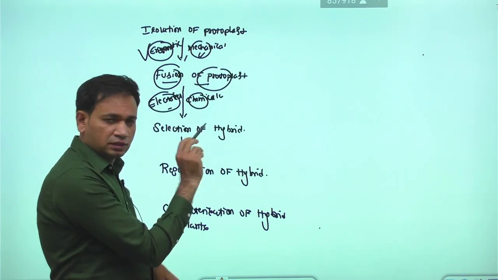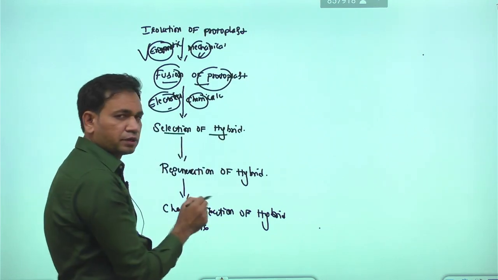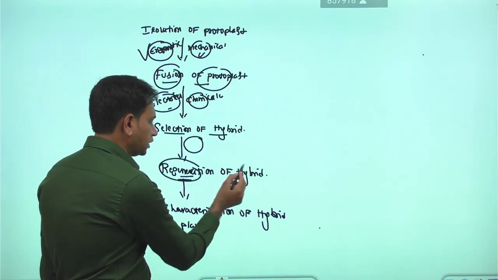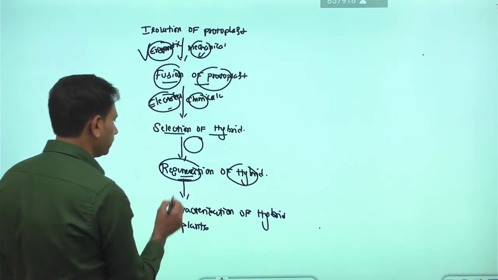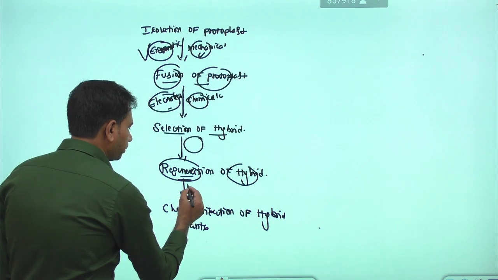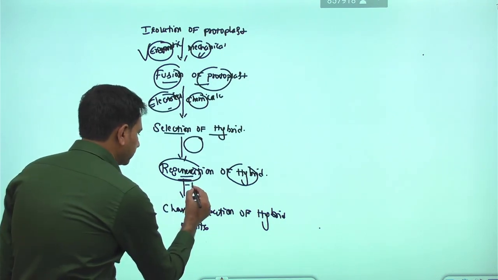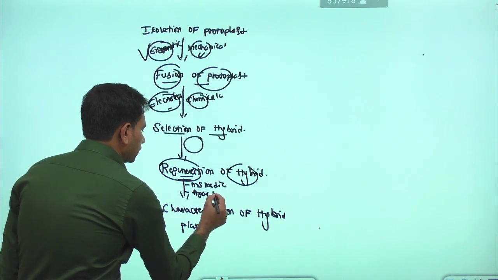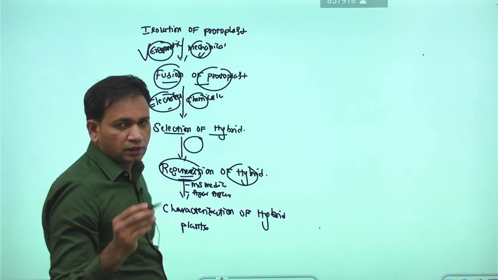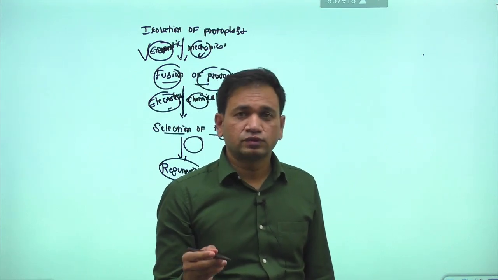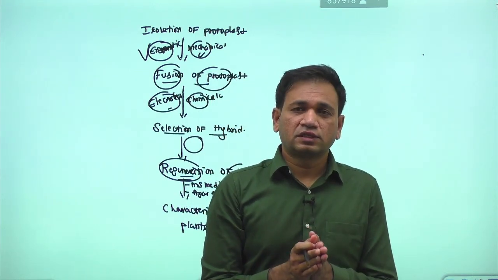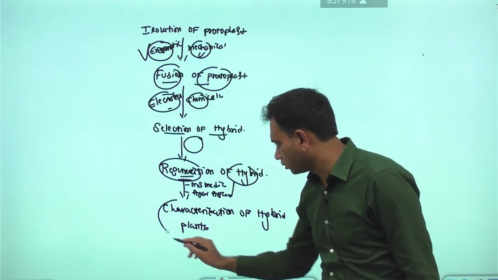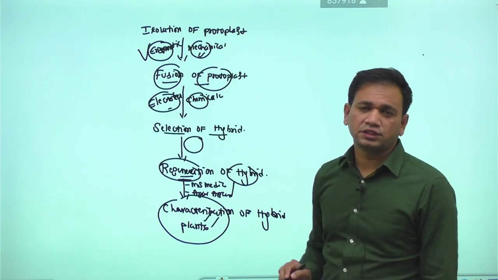Once after making the contact, we have the selection of the hybrid within the given Petri plate. For the selected hybrid, regeneration of the hybrid takes place. In order to make the regeneration of the hybrid in the given Petri plate, we apply various kinds of media, we call it MS media. Another is agar solution. Sometimes auxins and gibberellin can also be applied to make the regeneration of the cell in the given Petri plate. Then after the regeneration, whatever plants develop are subjected to characterization of the hybrid plant.